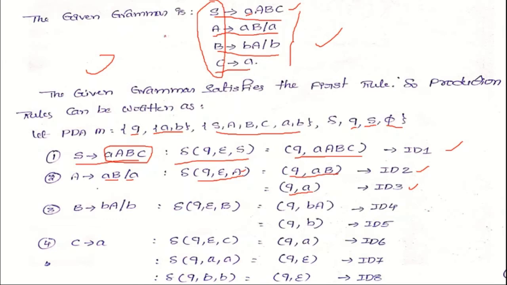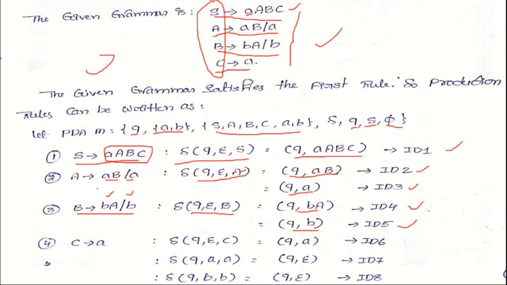From the next production rule, B derives BA or B. Here also there are multiple productions. So when δ, q is the current state and currently the top of the stack is B, then we can perform the push operation either this one or this one, that is either BA or B. So that's why (q, BA) or (q, B). So this can be treated as ID4, and only B can be treated as ID5.